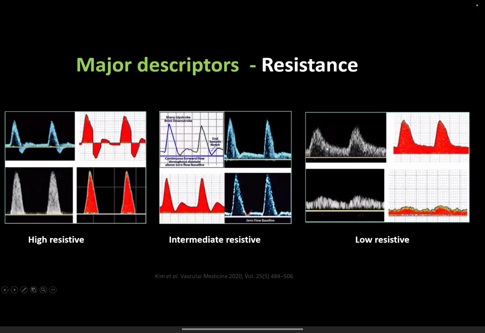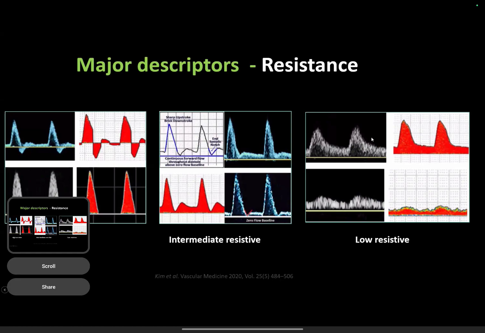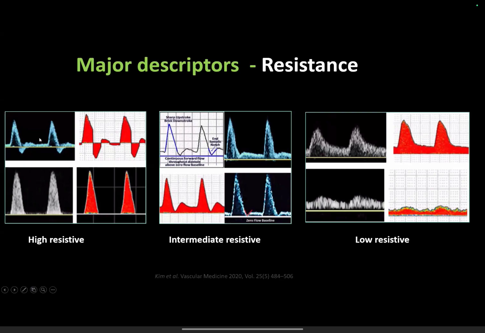And again a monophasic spectrum with a good amount of diastolic flow. This is a dampened flow spectrum, again low resistance. So these are low resistive spectrums. These are intermediate resistive spectrums. These are high resistive spectrums.